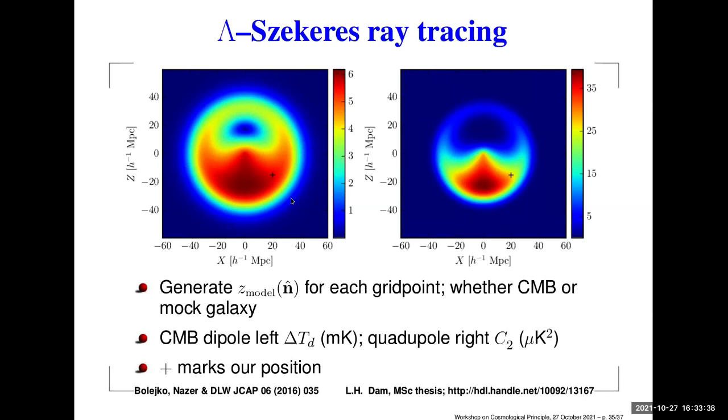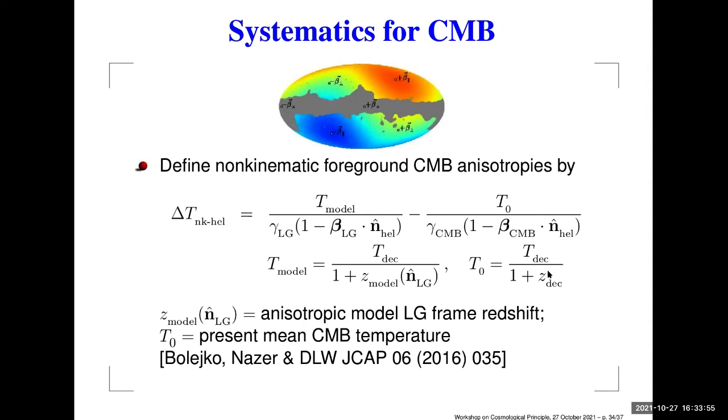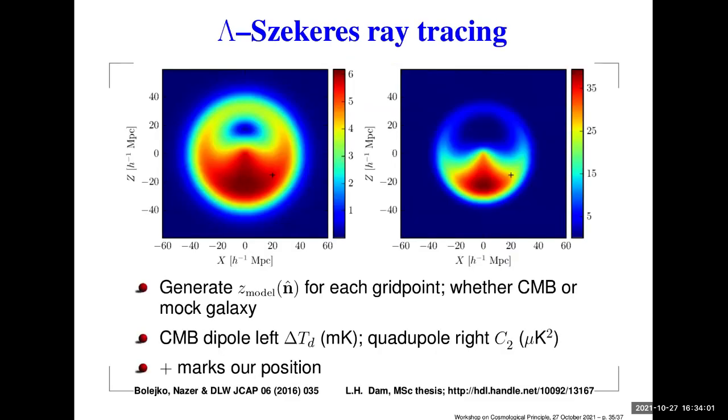You need to have Zecharez models; LTB is too simple. You can match a significant non-kinematic contribution, non-kinematic in the sense that it doesn't have the same expansion in powers of v over c, and you will get interesting things. The idea is that you should actually not only match the CMB but also the local flows, and that's what we've been doing.